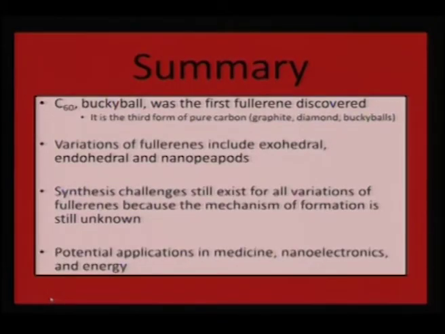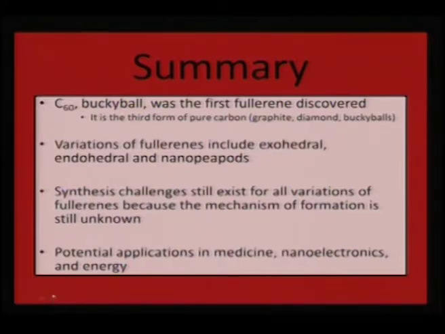So, in summary of C60, we can say C60 buckyball was the first fullerene that was discovered, and it is the third form of pure carbon, next to graphite and diamond. But this summary is inconclusive because we have other new ones which have come into the picture. Variations of fullerenes include exohedral, endohedral and nano peapods, and synthesis challenges still exist for all the variations of fullerenes because the mechanism of formation is still unknown. Potential applications are now envisaged in the field of medicine, nanoelectronics and energy, of which I have given a representative example.